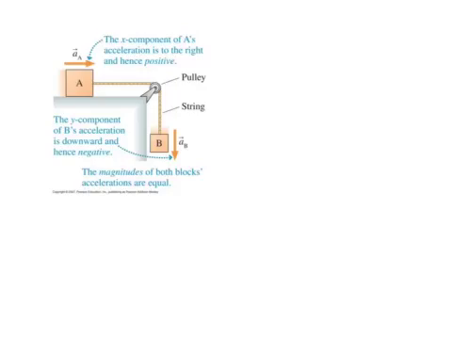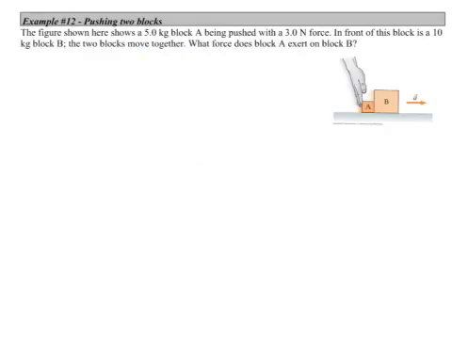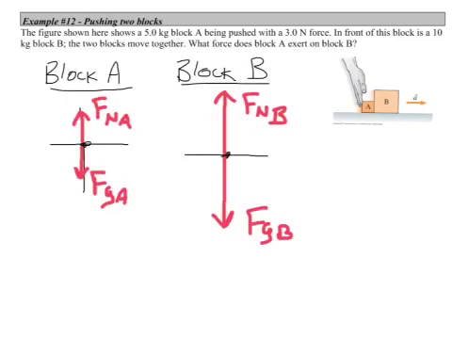So let's take a look at an example. The figure here shows a 5 kilogram block A being pushed with a 3 Newton force. In front of this block is a 10 kilogram block B, and the two blocks move together. We want to know what force does block A exert on block B. So let's start by drawing free body diagrams for each block individually and look at the forces acting on them. Block A then, of course, has a weight force in the y direction and a normal force, as does block B. I've drawn the weight force and normal force of block B longer than block A because block B is more massive than block A.